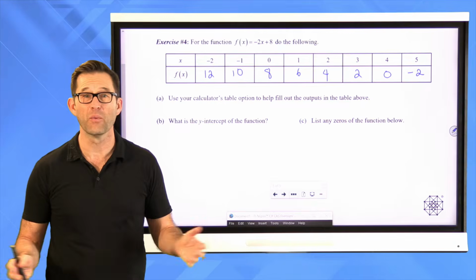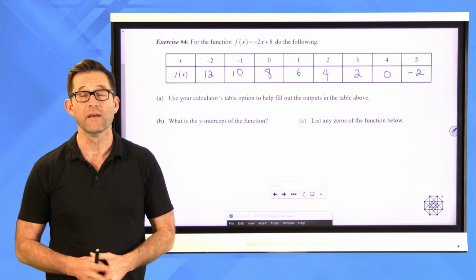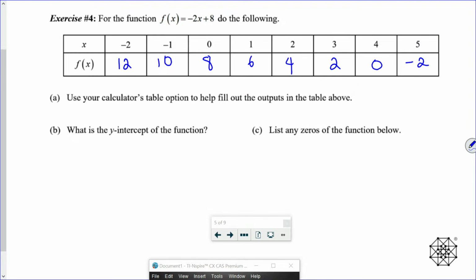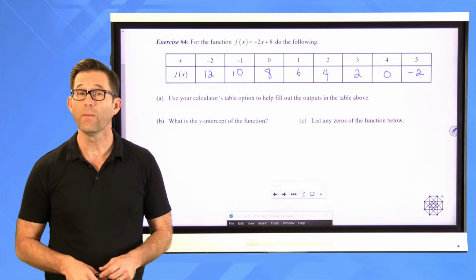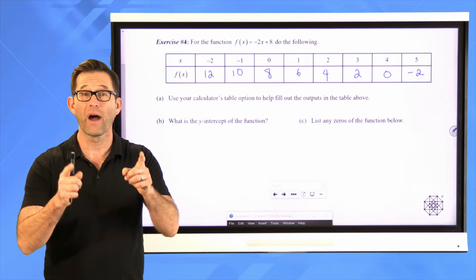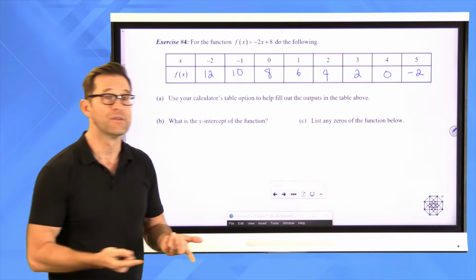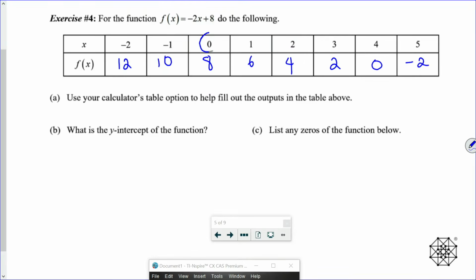Well, now that we've got the table, it should be easy. Pause the video now and write down the y-intercept. Well, the y-intercept is the y value or the output when the x value is equal to 0. So the x value is equal to 0 right here, which means y equals 8 must be the y-intercept.